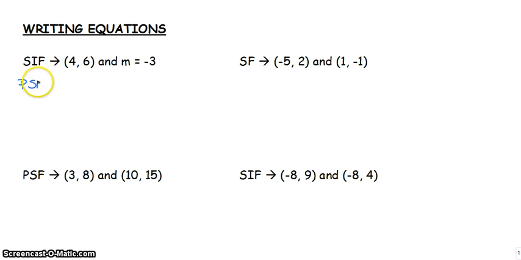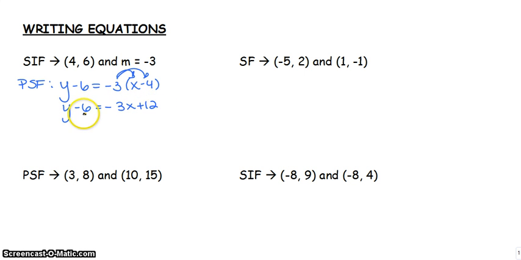So we're going to start in point-slope form. y minus 6 is equal to a negative 3 times x minus 4, and then we are going to distribute and solve. So we've got y minus 6 is equal to a negative 3x plus 12, and then to get y by itself, we add 6 to each side. y is equal to a negative 3x plus 18.